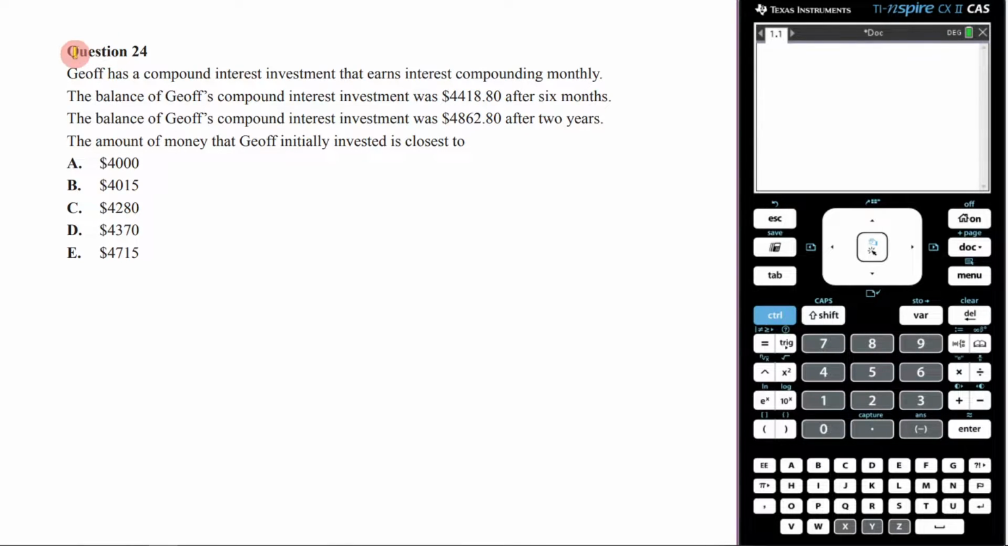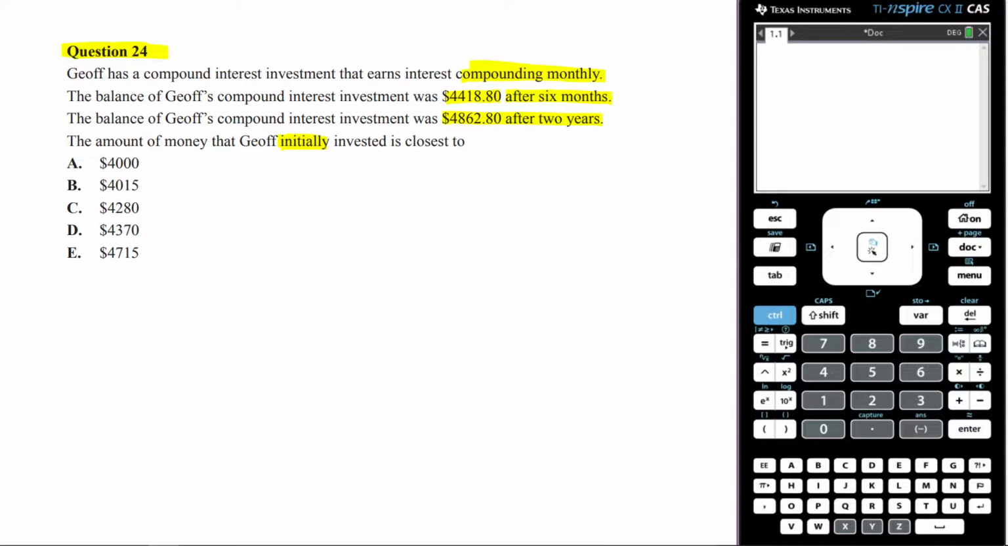Let's now answer question 24 here, which says, Jeff has a compound interest investment that earns interest compounding monthly. The balance of Jeff's compound interest investment was this after 6 months. The balance was this after 2 years. The amount of money that Jeff initially invested is closest to.